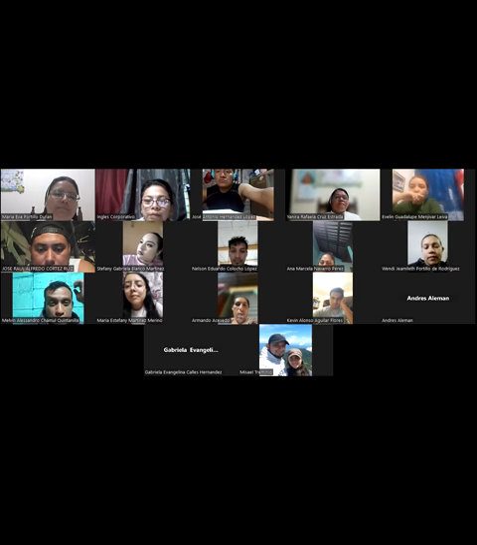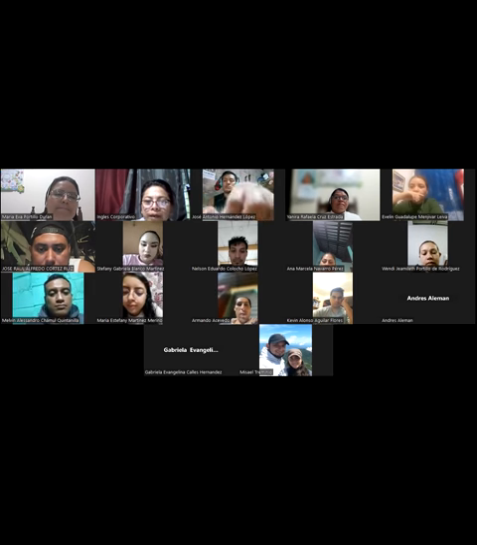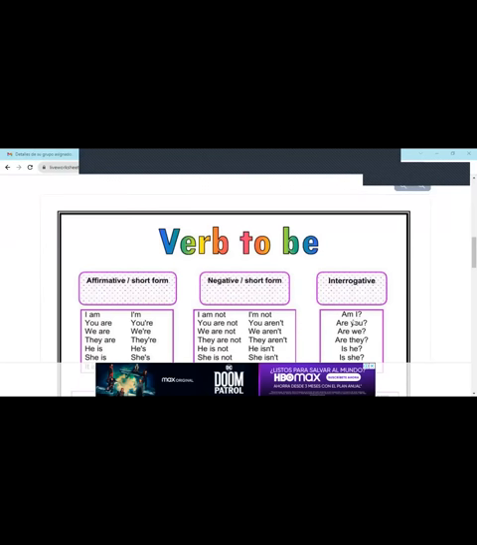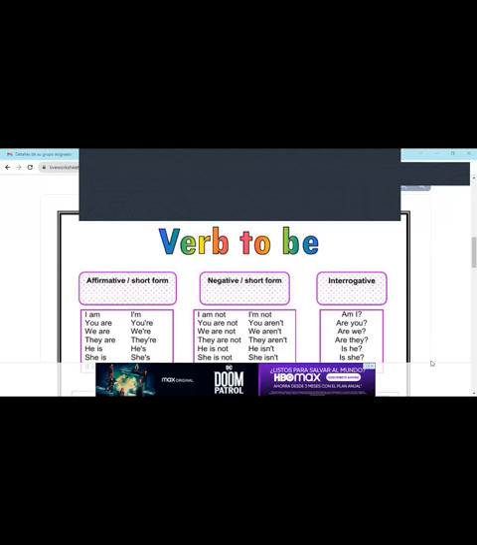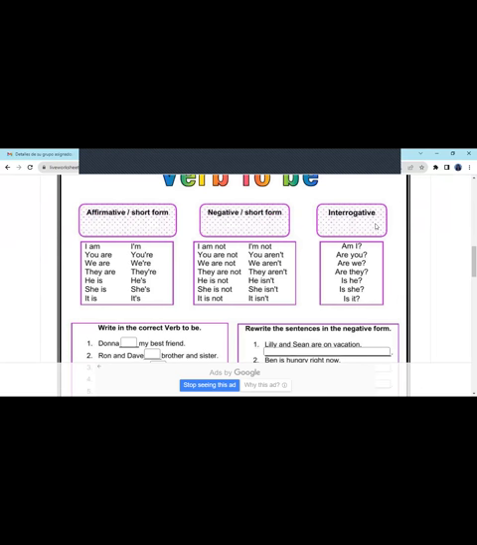I'm gonna organize the groups in group of three or group of four, okay? So let's start here with the exercise using the verb to be. So the verb to be, as the previous explanation in the previous videos that we have seen today, it says affirmative, short form, okay? Negative, short form, and interrogative.